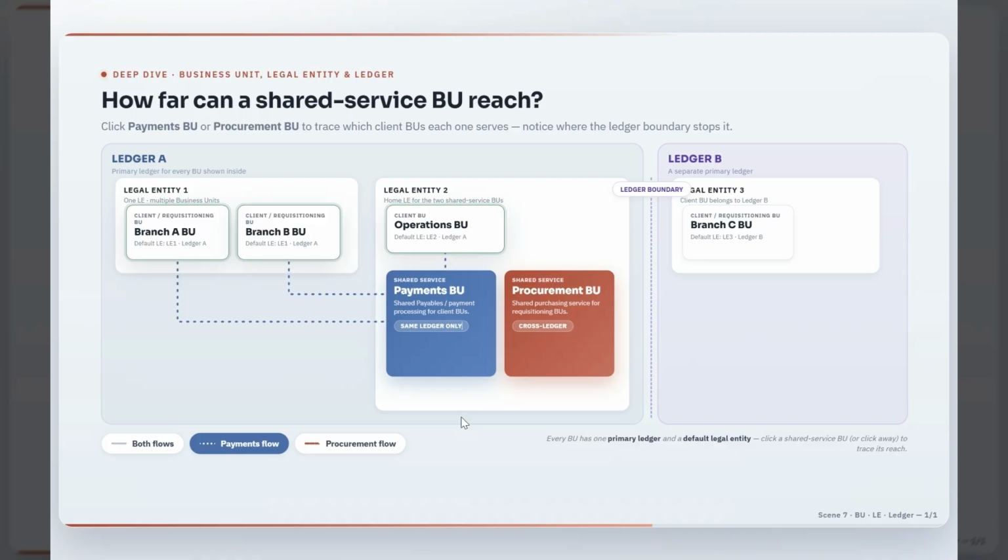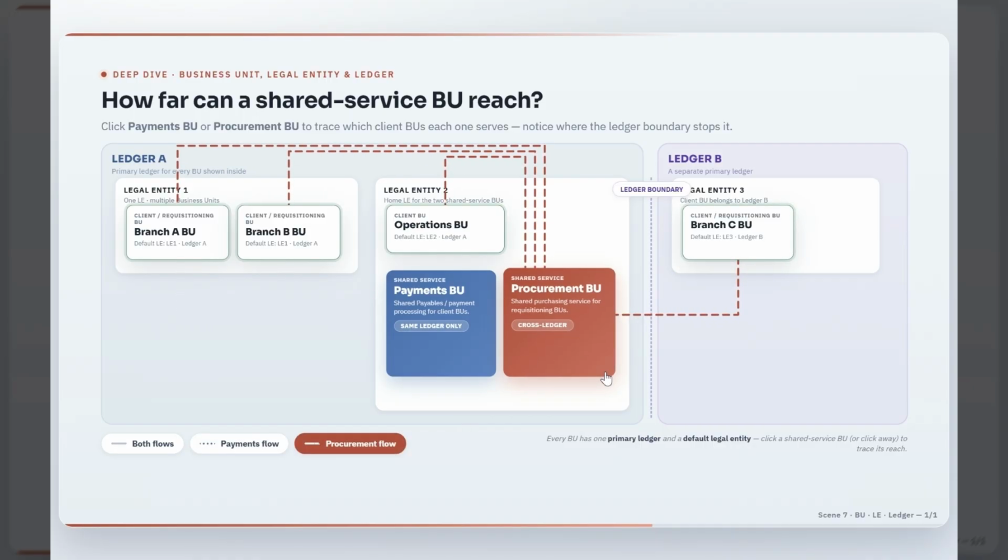Fourth, procurement can cross the ledger boundary. The procurement BU in ledger A can serve a requisitioning BU belonging to legal entity 3 in ledger B. That is why the red procurement line crosses from ledger A into ledger B and reaches branch CBU.